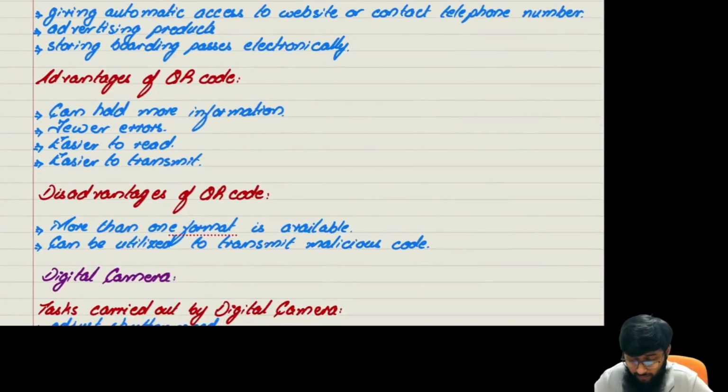But there are a few disadvantages as well. What are those disadvantages? Number one, multiple formats are available for QR codes and can be easily utilized to transmit malicious code or a virus.